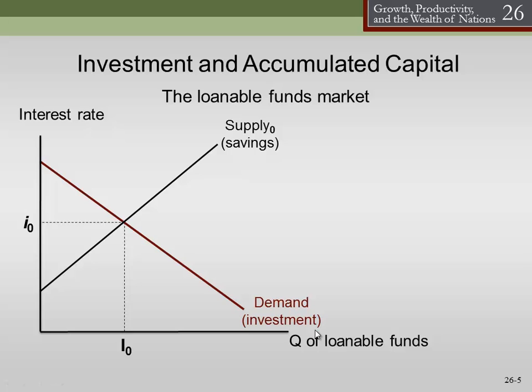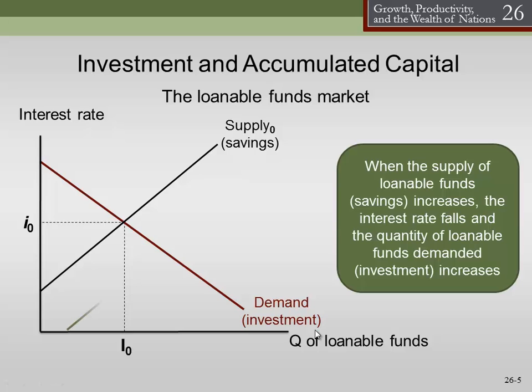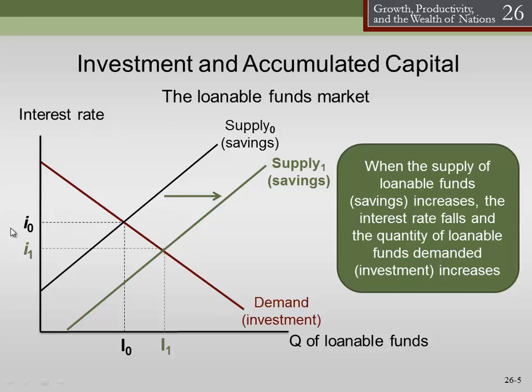If we have an increase in savings, what's going to happen? Well, we're going to increase the supply of loanable funds, reducing this interest rate. Now, if we reduce interest rates, what's going to happen? Well, we're going to want to invest more. If we invest more, we accumulate more capital. If we accumulate more capital, we increase our ability to produce, and so we have long-run economic growth.